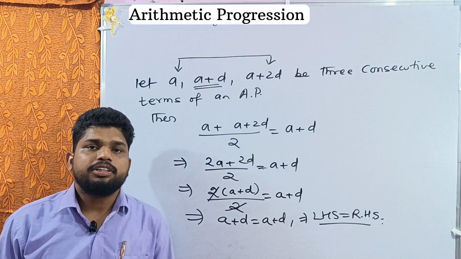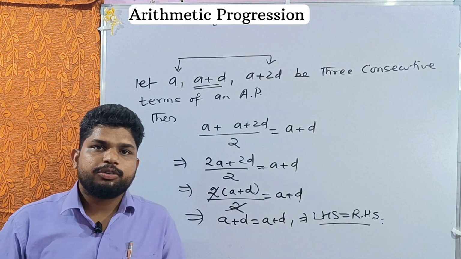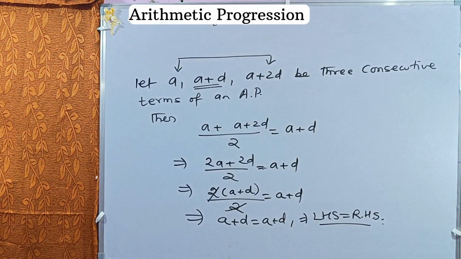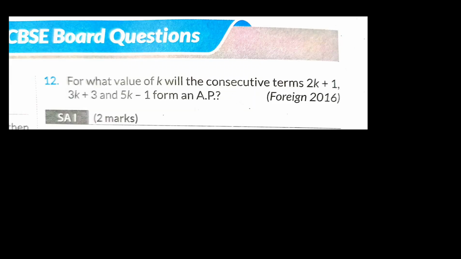Dear students, based on the same concept, I have one question for you. One question might be visible to you on your screen. Let me read it for you. For what value of k will the consecutive terms 2k plus 1, 3k plus 3 and 5k minus 1 form an AP? Okay. So everyone pause the video and try to solve the question on your own.